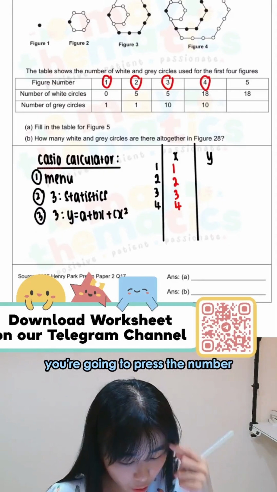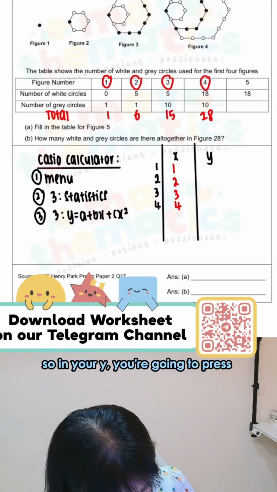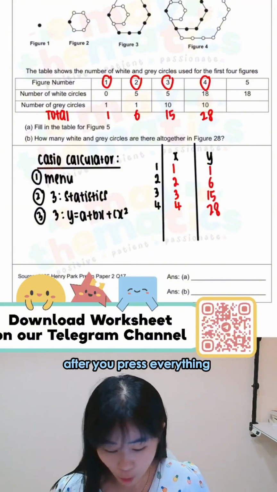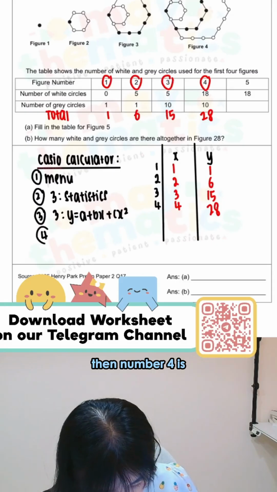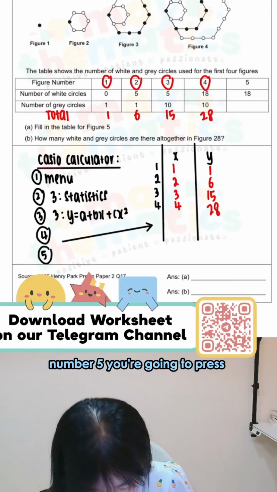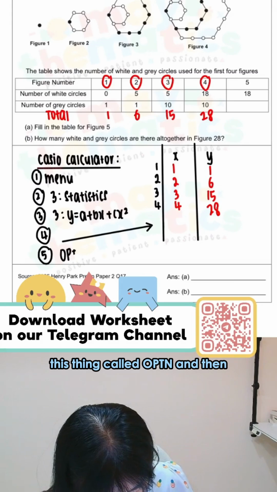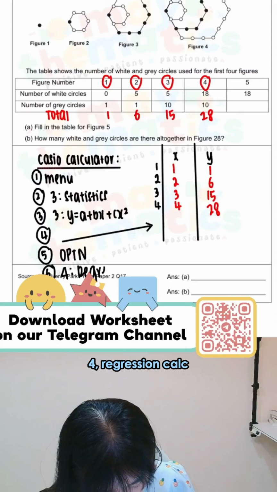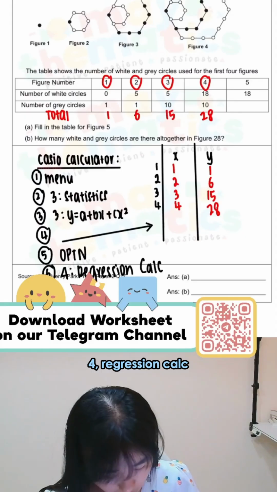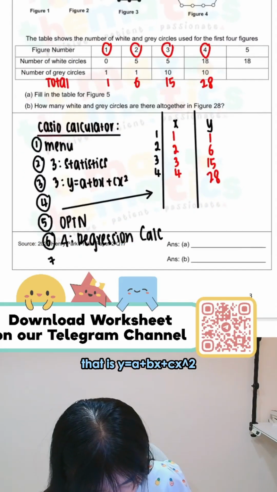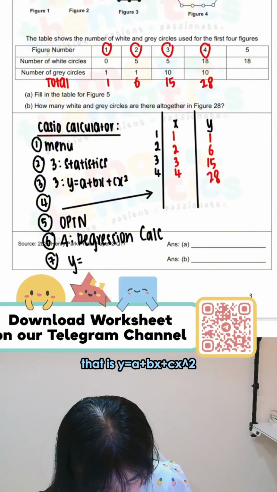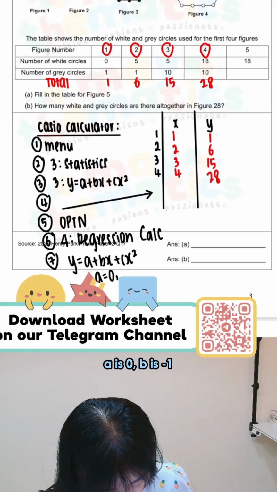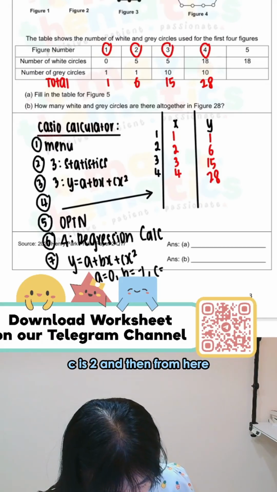For your y, you're going to press the numbers that are over here. So for y, you're going to press 1, 6, 15, 28. After you press everything, you're going to press this thing called OPTN. Then number 6, you're going to press for regression CALC. Then it will tell you that y equals a plus bx plus cx squared: a is 0, b is -1, c is 2.